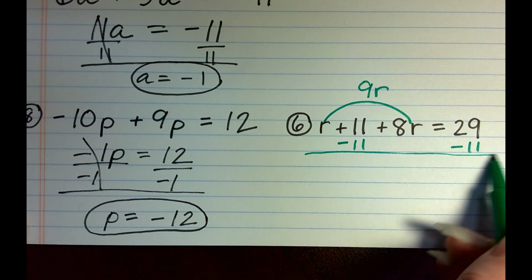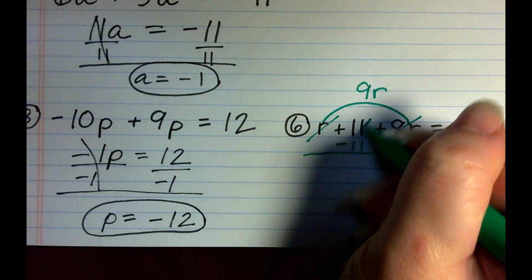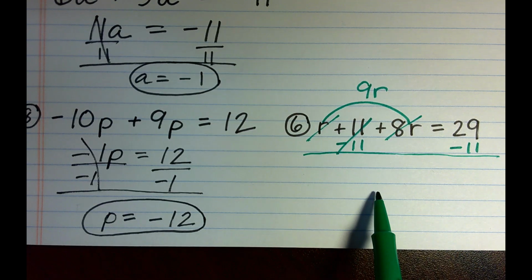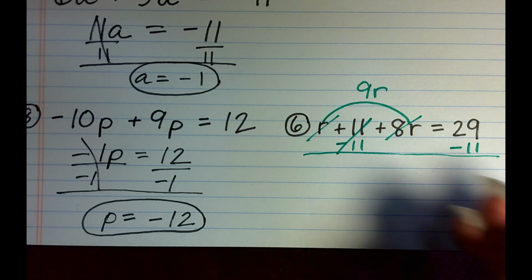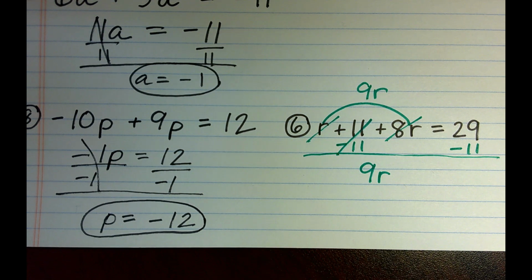Okay? So I'm going to cross these off so I don't accidentally bring them down. My 11s, what happens? They cancel. And then what gets brought down? 9r. So we're doing 2 steps at once. You don't have to do 2 at once. If that feels complicated, feel free to do it separately.